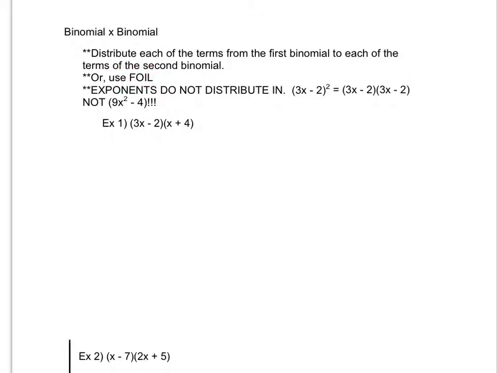There's another method called FOIL that some people choose to use to help them remember what to do when you have a binomial times a binomial. It's really just a way to ensure that you truly are distributing everything.